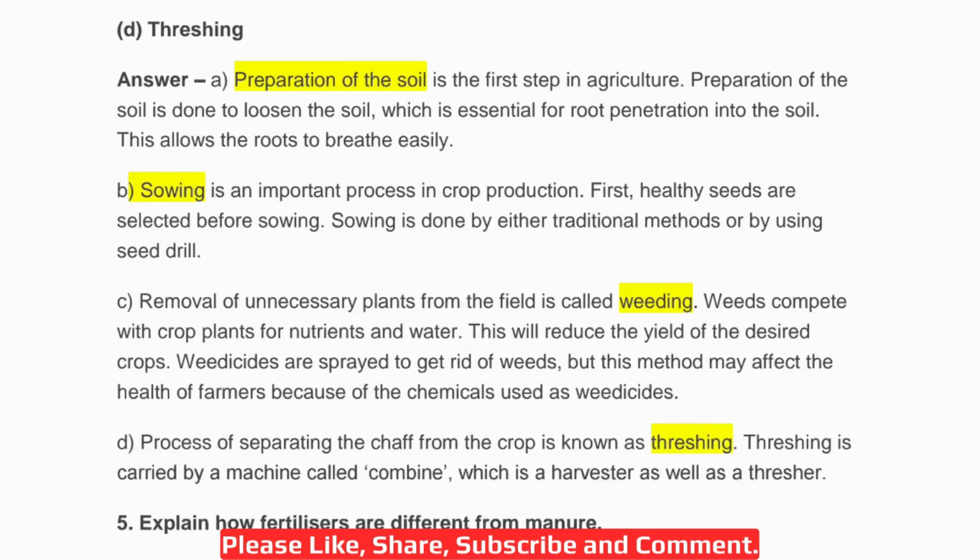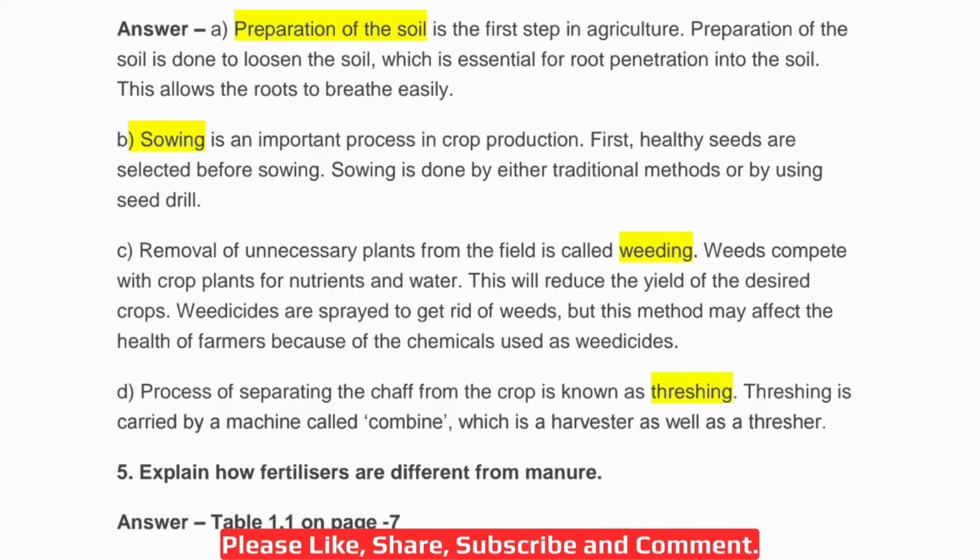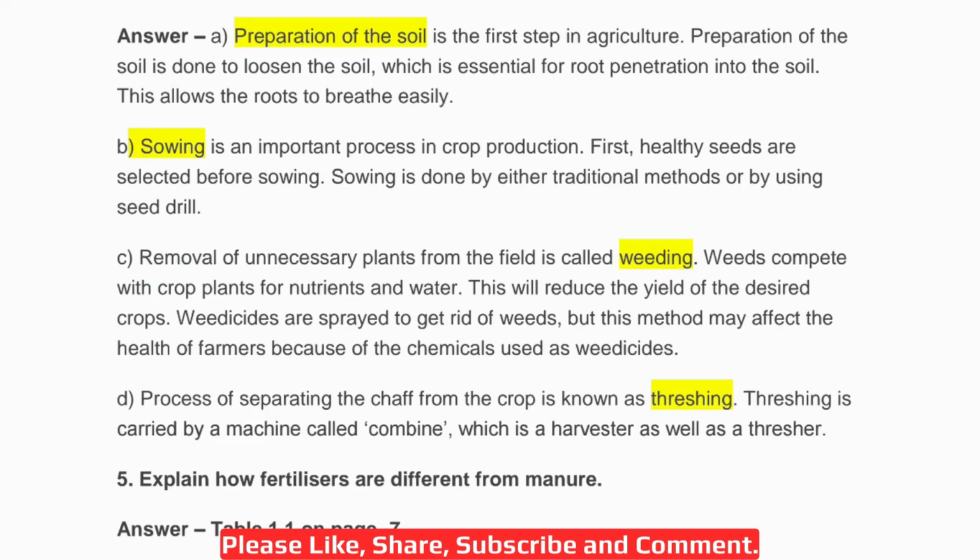Third one, weeding. Removal of unnecessary plants from the field is called weeding. Weeds compete with the crop plants for nutrients and water. So this will reduce the yield of the desired crops. Weedicides are sprayed to get rid of weeds, but this method may affect the health of farmers because of the chemicals used as weedicides. The fourth one is threshing. The process of separating the chaff from the crop is known as threshing. Threshing is carried out by a machine called a combine, which is a harvester as well as a thresher.